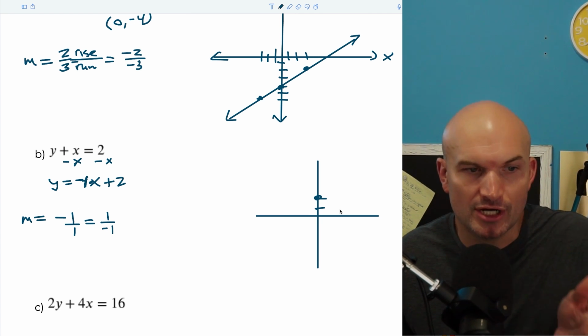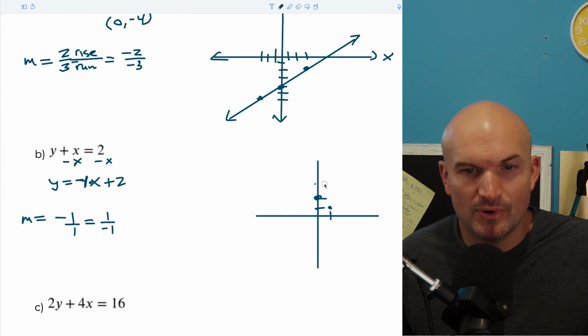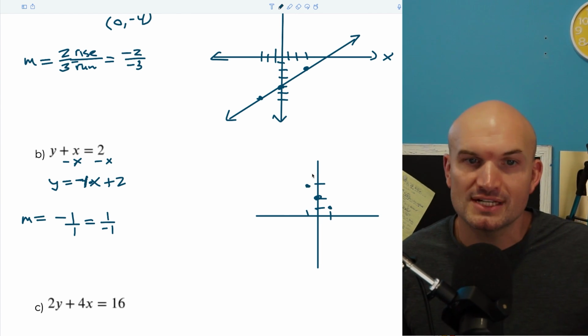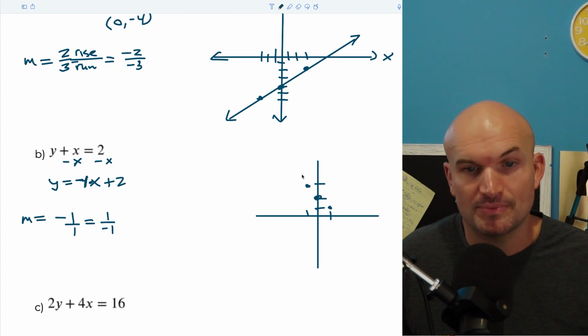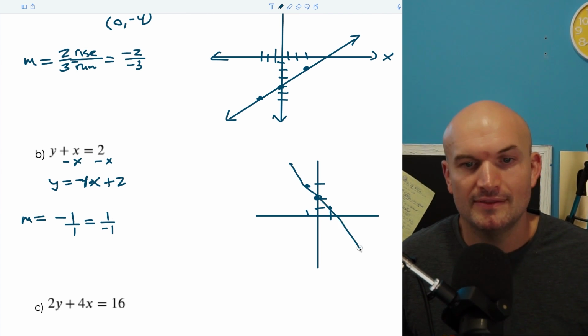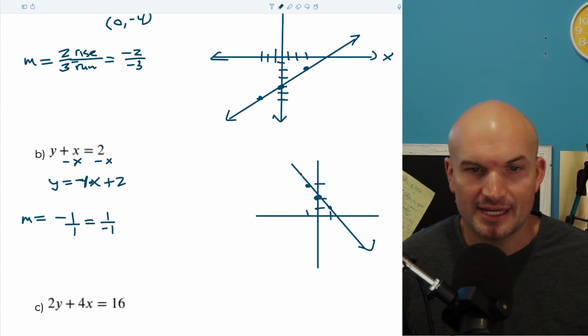So it doesn't matter. Do you want to go down 1 to the right 1? Or do you want to go up 1 to the left 1? That is why that works. If you can go either to the right or to the left, you just need to make sure you adjust your rise accordingly based on the slope. So now I can go ahead and connect these 2 points, and that's what it's going to look like.